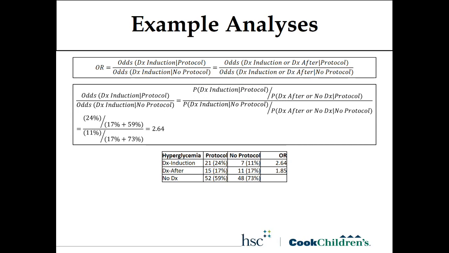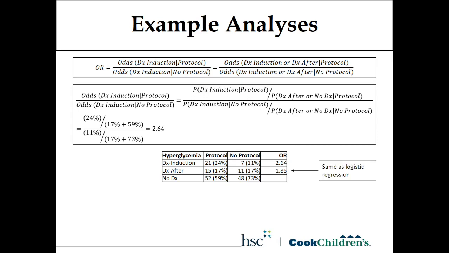Okay, and then for the rightmost one, you're comparing being diagnosed either during induction or after induction to the no diagnosis group. So the first two rows versus the third row. That odds ratio was 1.85. I didn't do the math here on the slide, but it comes to 1.85. And the assumption is that 2.64 and 1.85 are the same, the proportional odds assumption.